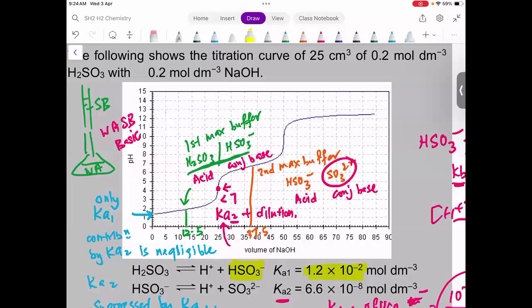Because the second volume required is another 25. So half of the second volume is 12.5, then add on to the original 25, because this one is in the order of increasing titration result. So you have another 25 cm³ equivalent, and half of it is 12.5. Any other question?